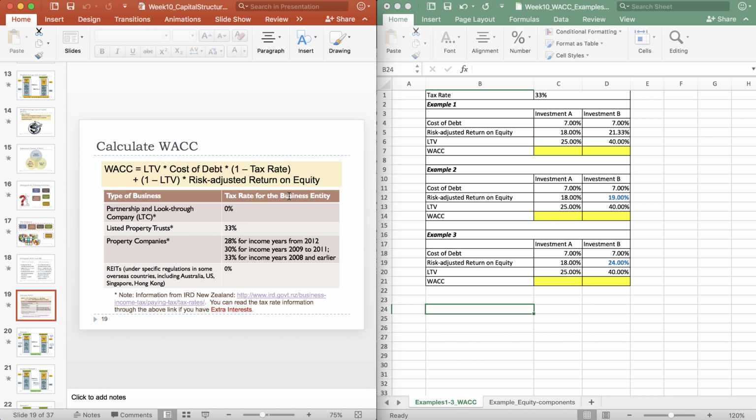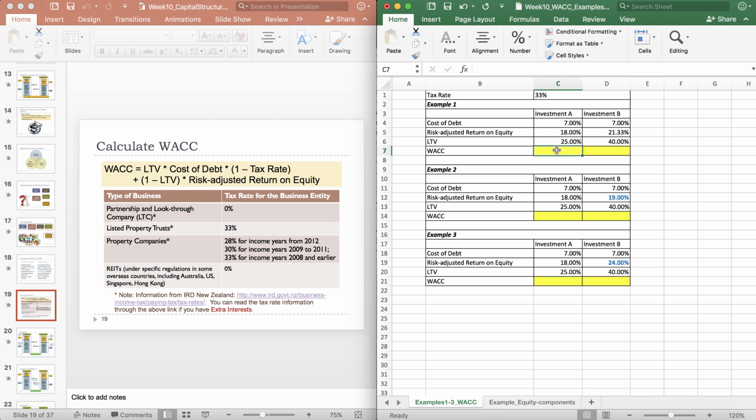For the calculation of weighted average cost of capital, let's look at example 1 for the two investments or two properties, investment A and B. Applying the formula, WACC equals loan to value ratio times cost of debt times parentheses 1 minus tax rate. In this case, we assume the tax rate is 33%.